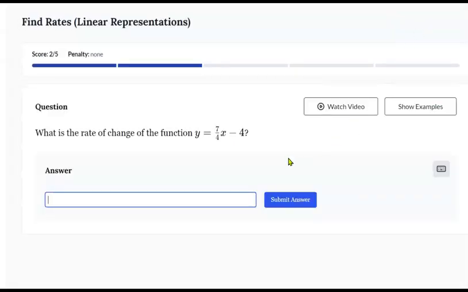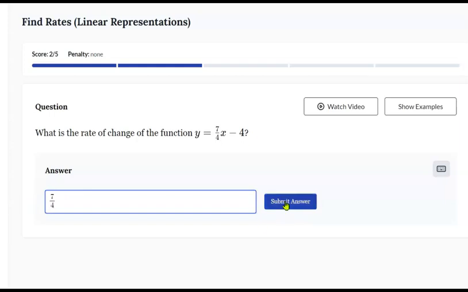Again, if the equation is in y equals mx plus b form, which this is, it doesn't matter what the number in the m position is, it doesn't matter what the number in the b position is, but we only focus on the coefficient of x when we're trying to find our rate of change. So for us, it would be 7/4. So we're going to type that here in the answer box, 7 divided by 4.